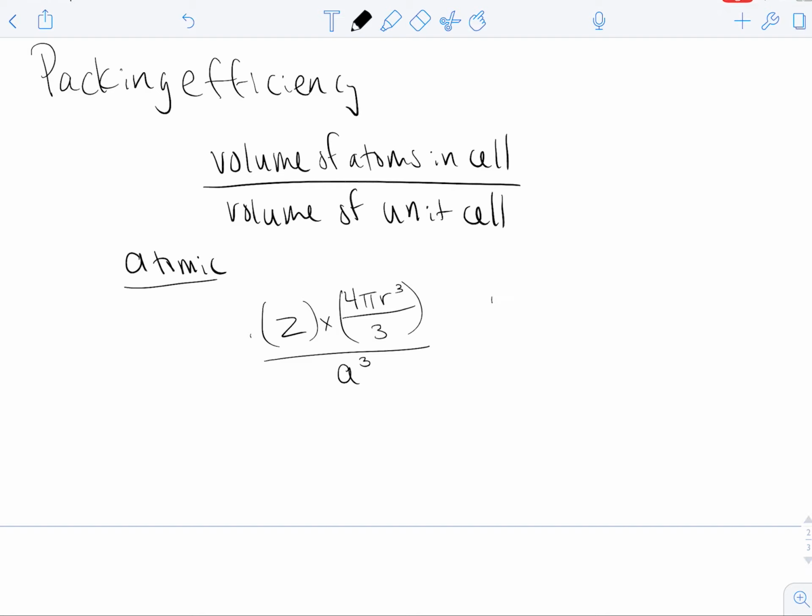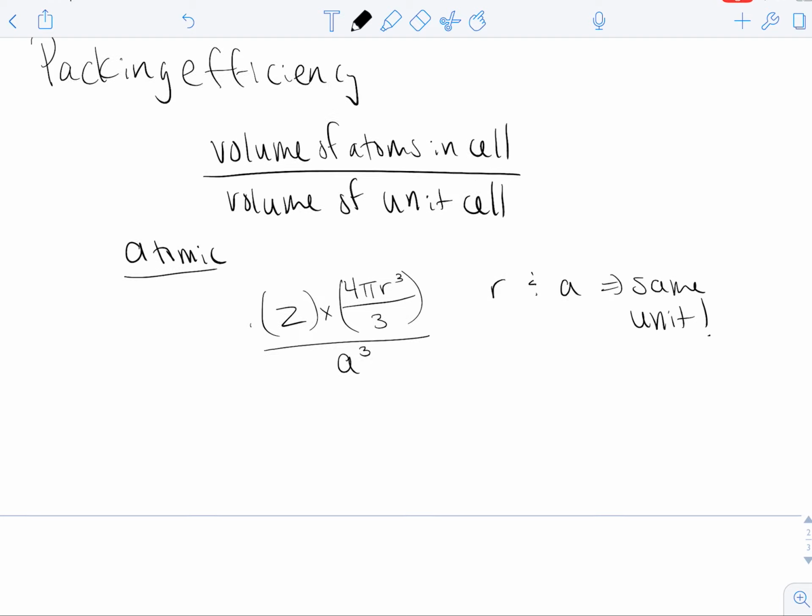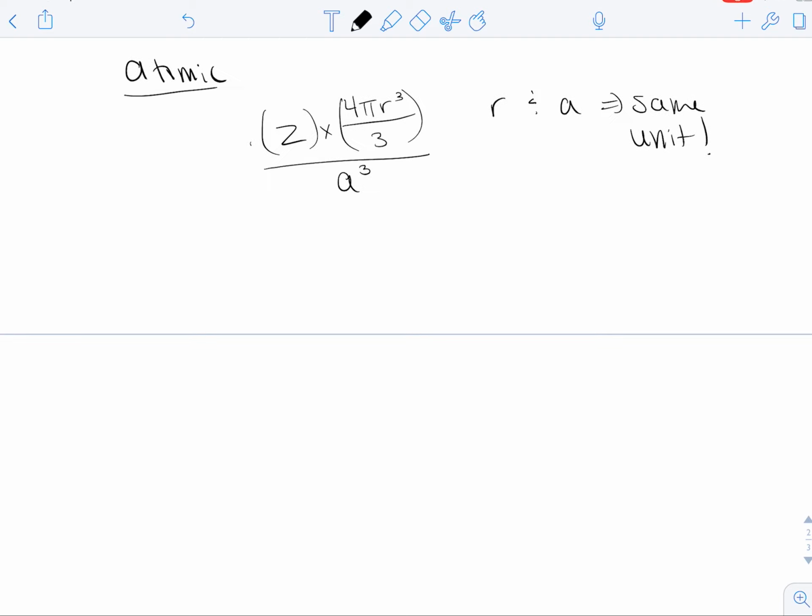Keep in mind, as long as R and A are in the same unit, it doesn't matter what unit you use. Unlike above, where we needed to have specifically centimeters, here we can be in centimeters or nanometers or angstroms, whatever we want.